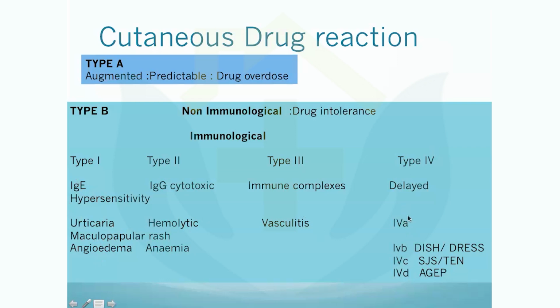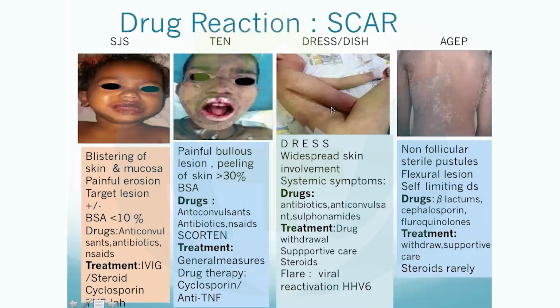We have 4A, where we have maculopapular rash. 4B is DISH. DISH means drug-induced skin hypersensitivity. And DRESS is drug reaction with eosinophilia and systemic symptoms. 4C is Stevens-Johnson syndrome and toxic epidermal necrolysis, and 4D is acute generalized exanthematous pustulosis. So all these lesions we call SCAR, severe cutaneous adverse reaction, that is known as SCAR.